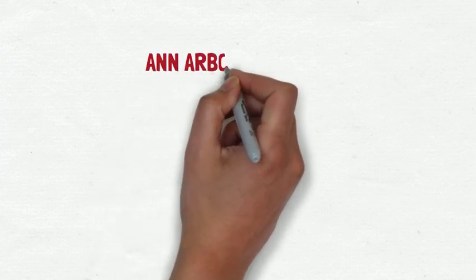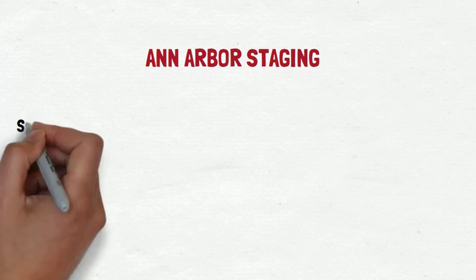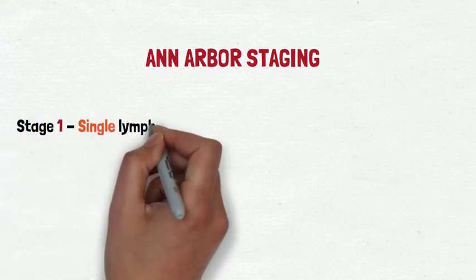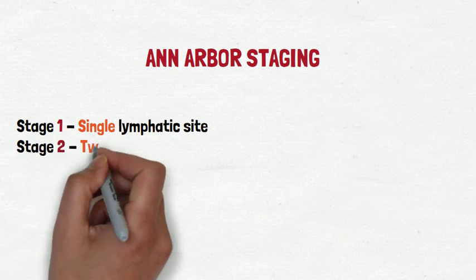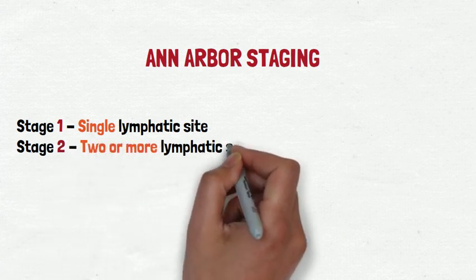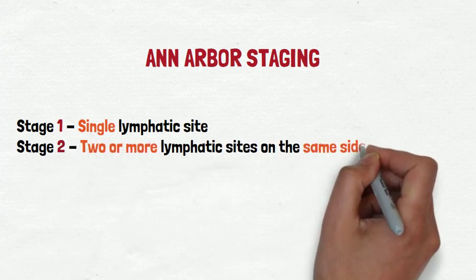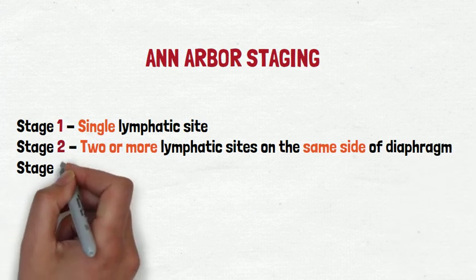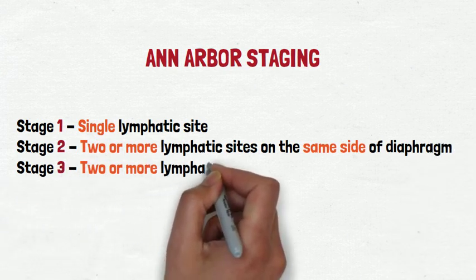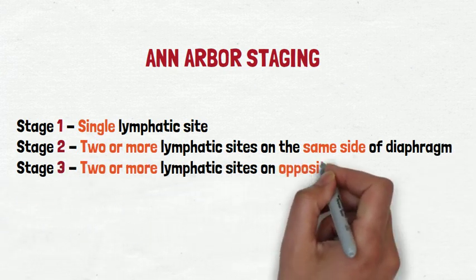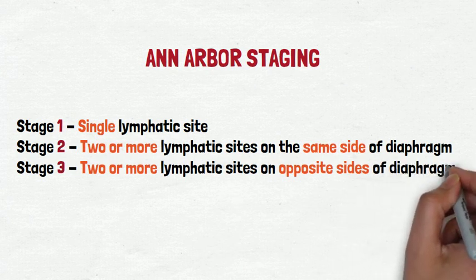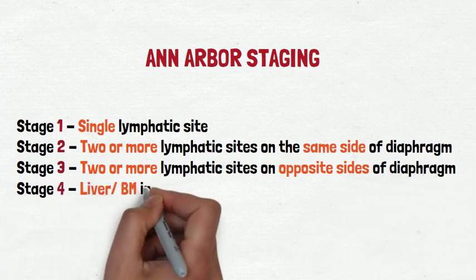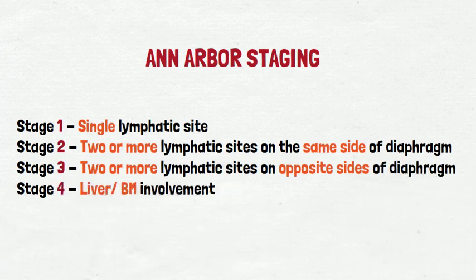Now let's talk about Ann Arbor staging. For lymphatic sites, the staging is pretty straightforward. Stage 1 means involvement of only one lymphatic site. Stage 2 means involvement of 2 or more lymphatic sites on the same side of the diaphragm. Stage 3 means involvement of 2 or more lymphatic sites on opposite sides of the diaphragm. And finally, stage 4 means liver or bone marrow involvement.